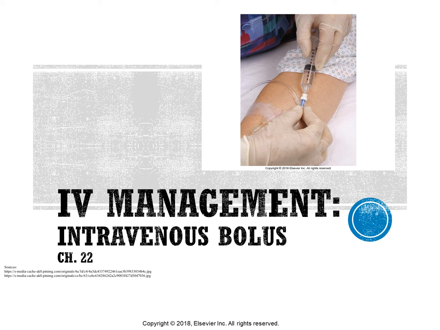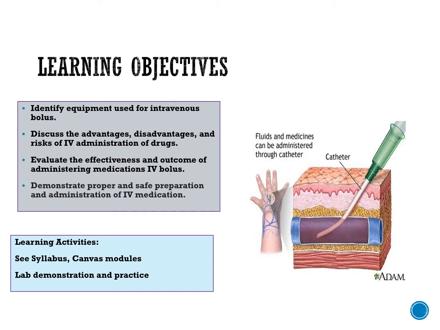Today we will cover IV bolus administration, and this is chapter 22 in your textbook. The learning objectives are to identify the equipment used for an IV bolus. We will discuss the advantages, disadvantages, and risk of administering medications IV bolus. We will also evaluate the effectiveness and the outcomes of administering medications IV bolus and demonstrate proper and safe preparation and administration of medications via bolus and lab.